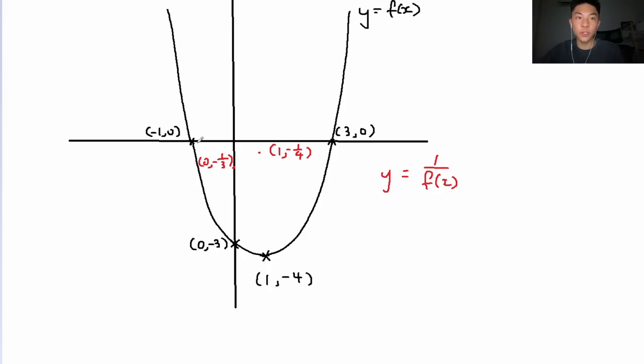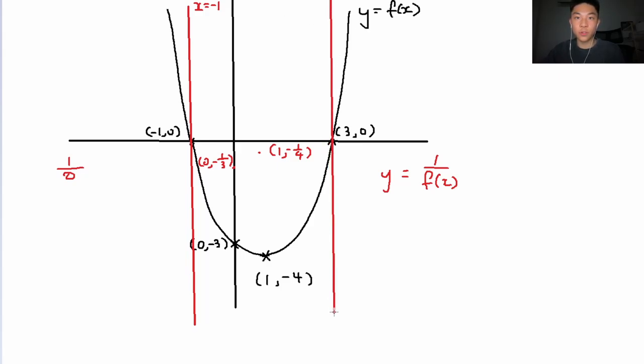Now let's look at our intercepts, right? (Negative 1, 0). So 1 over 0, that's going to be an undefined number. So we're going to have a vertical asymptote. And let's label it. It's the same case for (3, 0). We're going to have a vertical asymptote, x equals 3.